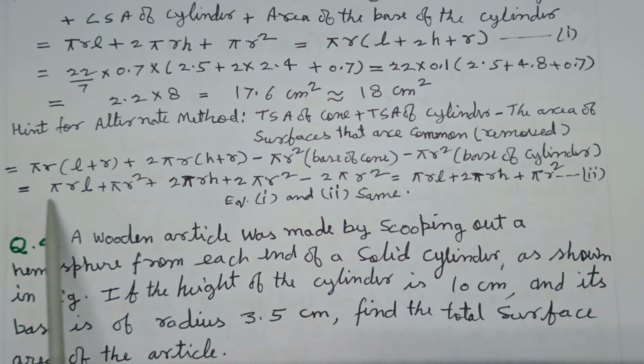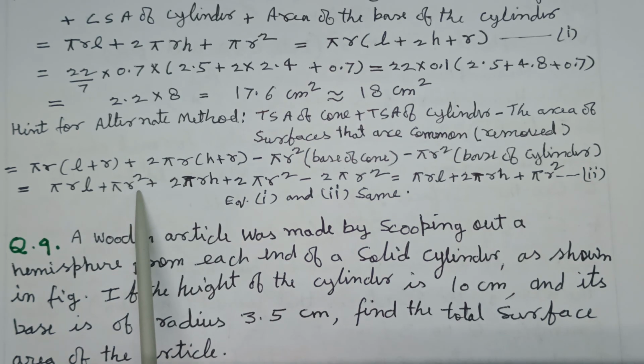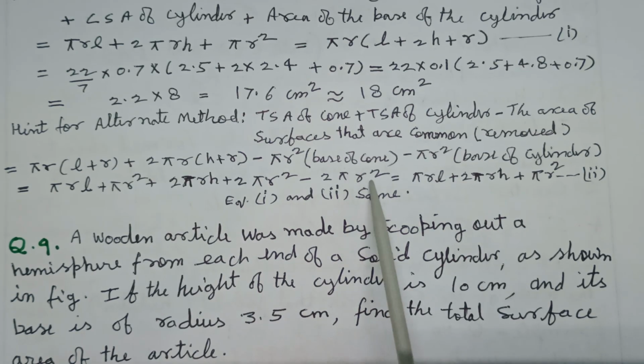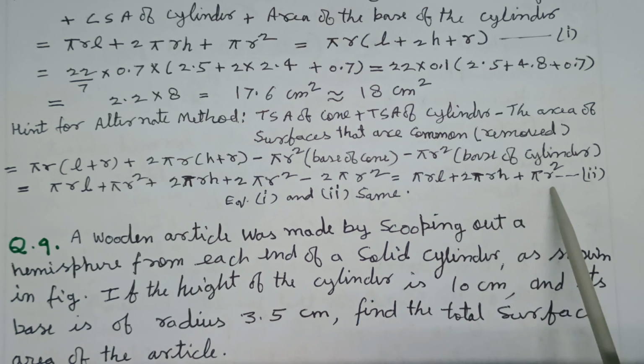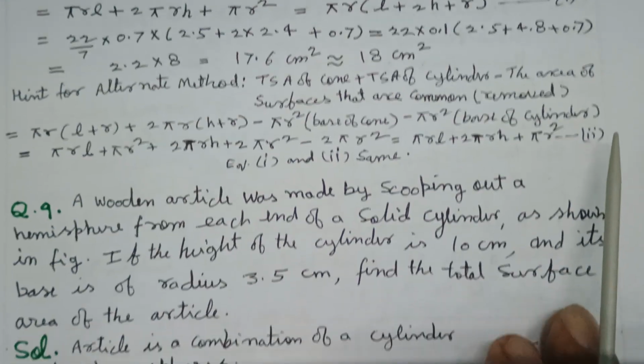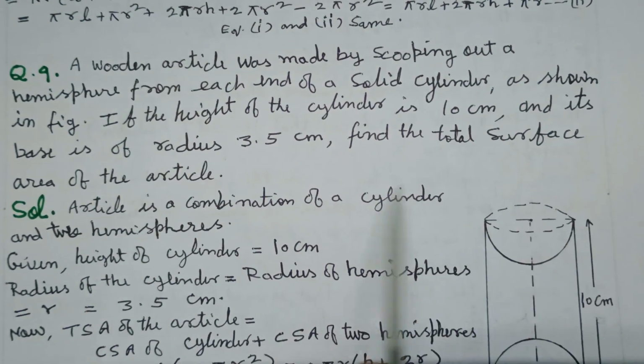So it is equal to πrl + πr² + 2πrh + 2πr² − 2πr², which is equal to πrl + 2πrh + πr². So this is equation 2. So you can see equation 1 and 2 are the same. Now we will do the next question.